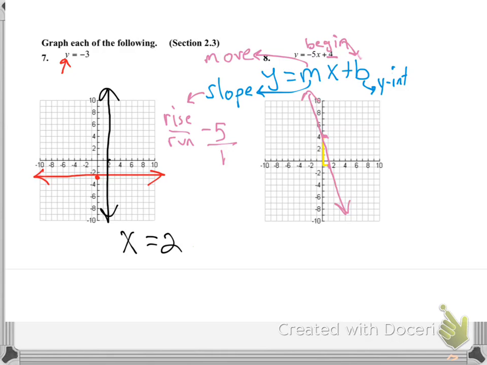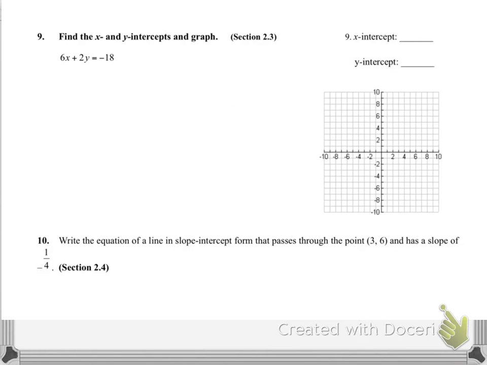I am moving on. Number 9, excuse me. Let me make this smaller so we can see it. Find the x and y intercepts of the graph. So the x and y intercepts is where your graph crosses the x-axis and the y-axis.